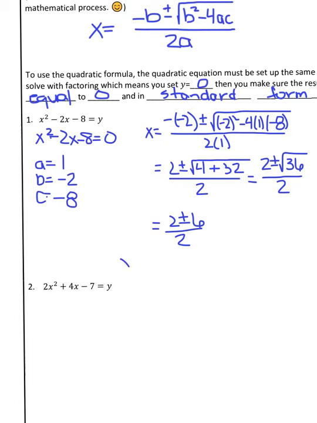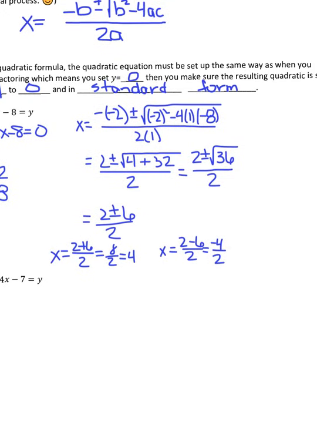So one of my x values is going to be x equals 2 plus 6 divided by 2, which is 8 divided by 2, or 4. So one of my x's is 4 because we did the plus sign first. And then we need to do the minus sign. So then I have x equals 2 minus 6 over 2, which is negative 4 over 2. I'm going to move this over a little bit so I have enough room, which is negative 2. So that means my x equals negative 2 comma 4.